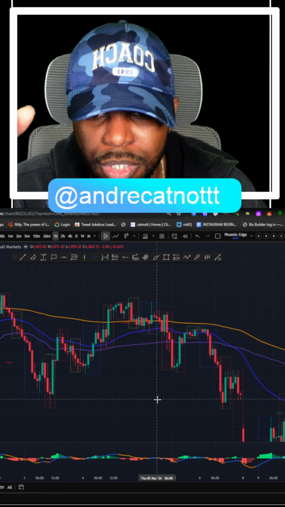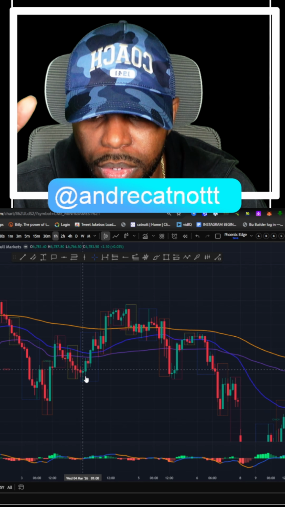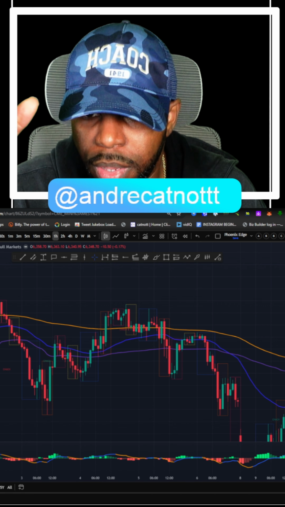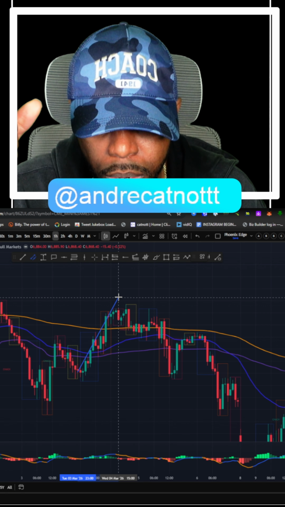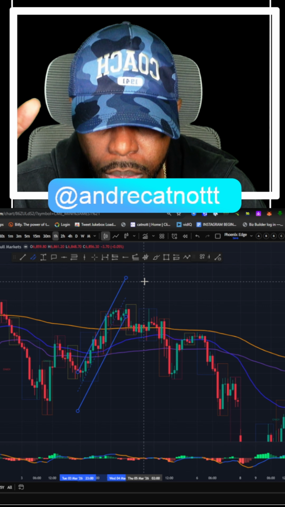So we see a downtrend here on the 1 hour. We see a pullback here. If we get our parallel channel here, bring this up here, bring it right there.